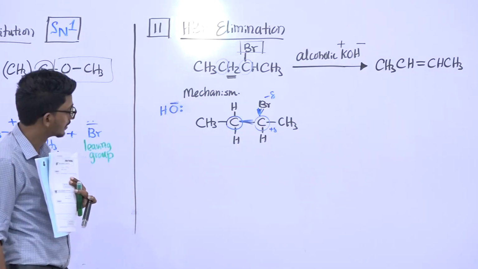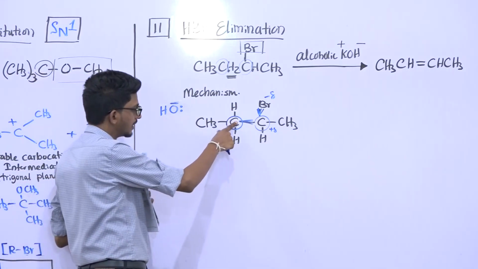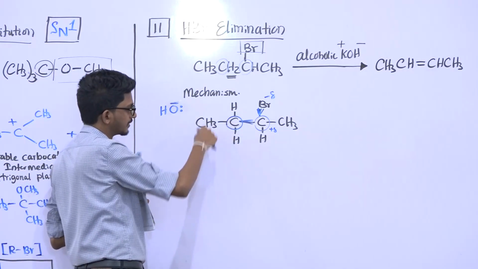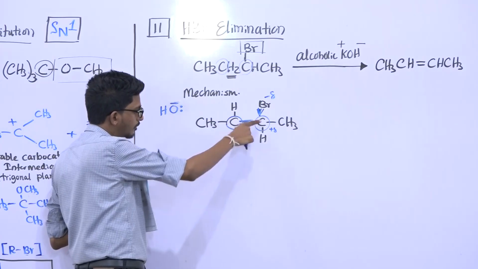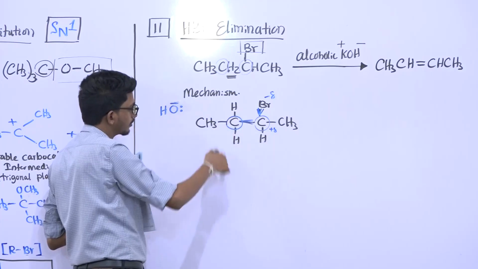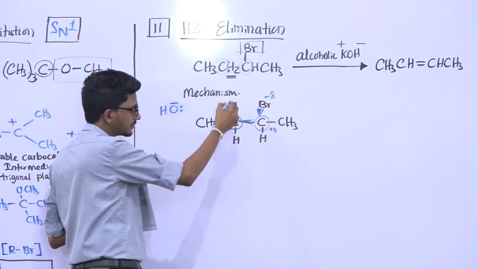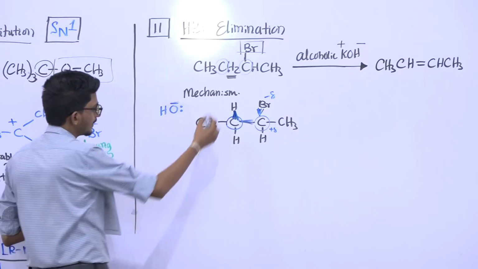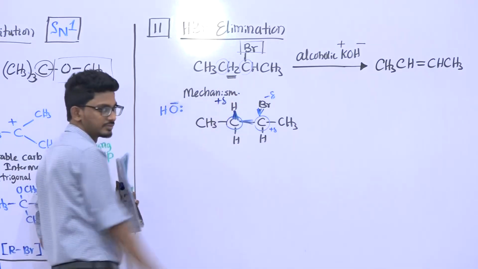So what will happen? This carbon will attract electrons from one of the bonds. See like this. That is how this hydrogen becomes positive.